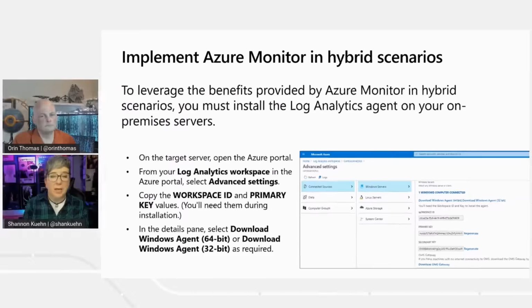And then in the details pane, you have download links. So you can download the 64-bit and you can download the 32-bit. At some point, we'll no longer have 32-bit servers, but we still have them. So we still have to have a 32-bit version of this for those customers.